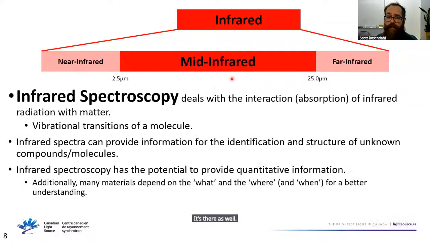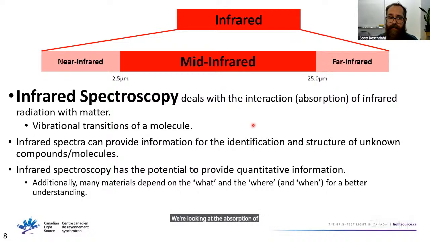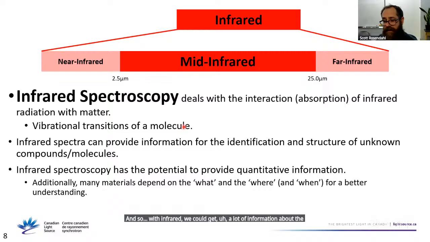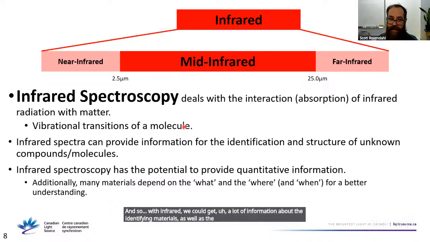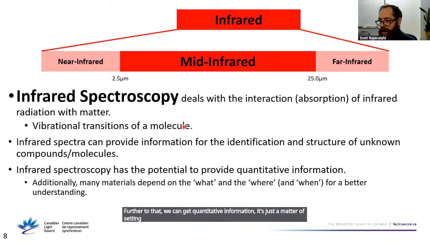In the mid infrared, we're primarily looking at the fundamental vibrational modes of molecules. Again, we're looking at the absorption of this infrared light with matter. And so with infrared, we can get a lot of information about identifying materials as well as the structure of compounds and molecules. Further to that, we can get quantitative information. It's just a matter of setting up your experiment correctly.